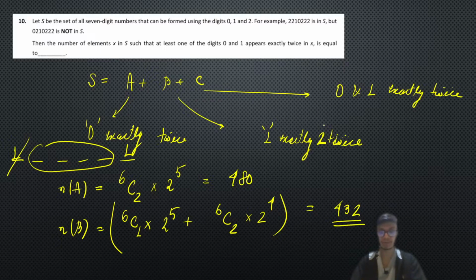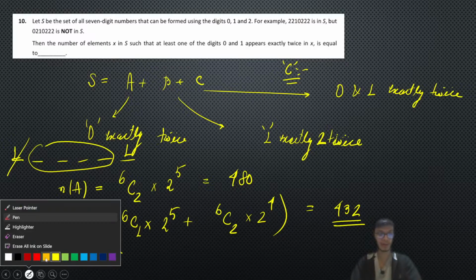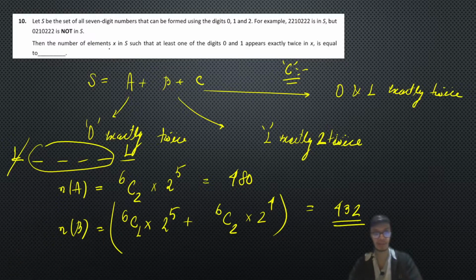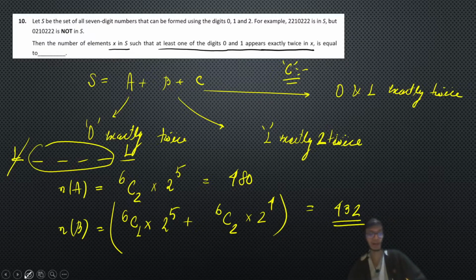And similarly, for C, 0 and 1 will occur exactly twice. You have to look at the question. If you read the question, it said the number of elements X in S such that at least one of the digits 0 and 1 appears exactly twice. That's what cases I'm trying to look for. I hope you don't have any questions.